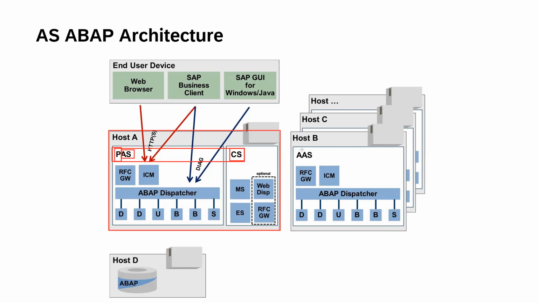If you see this one, this application server is running on an additional or a separate host. This is not running on the same host where your ASCS instance is running. That is why it is called an additional application server.